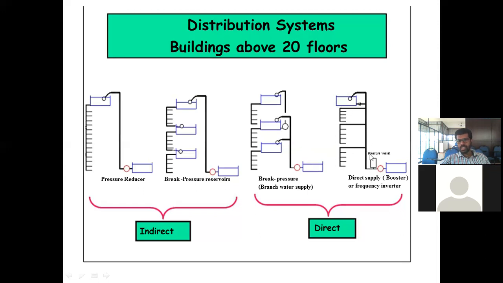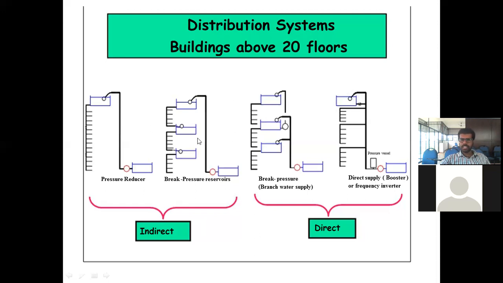So always, the water will be available from the overhead tank, and if it is not working, the water from here will be supplied to this. Not only that, this is a valve. You can close it here, and you can use the booster type. Okay, this is the indirect type, and this is the direct type.